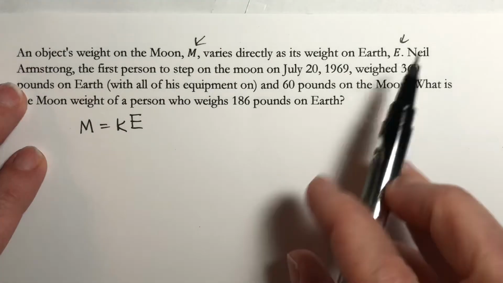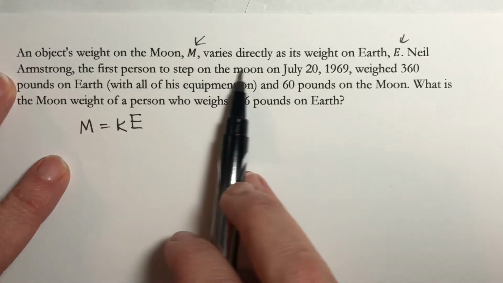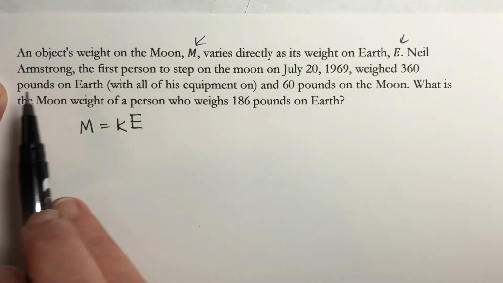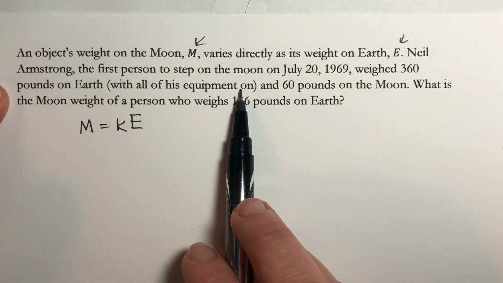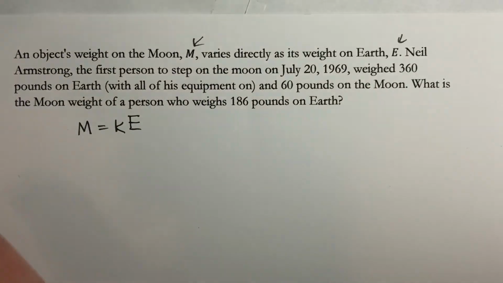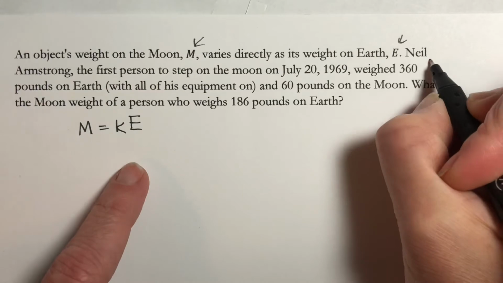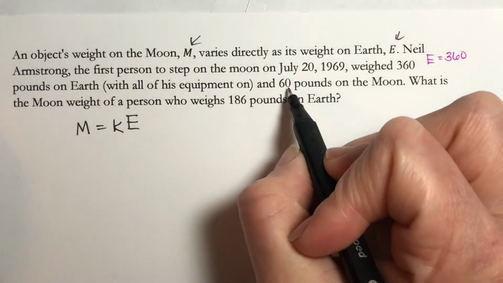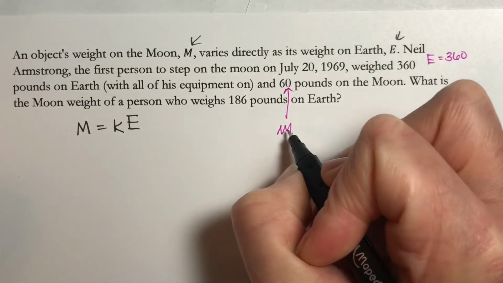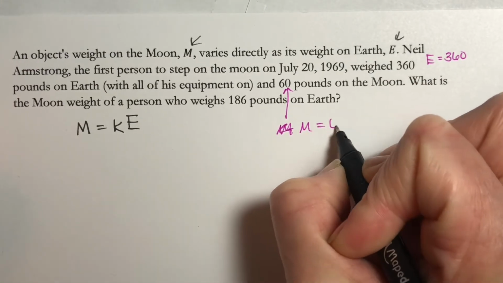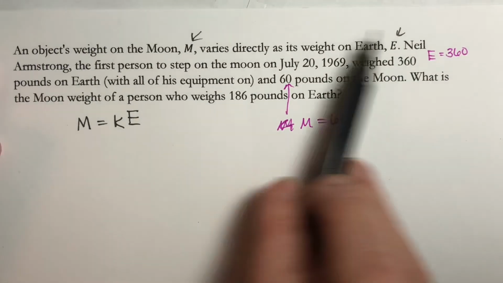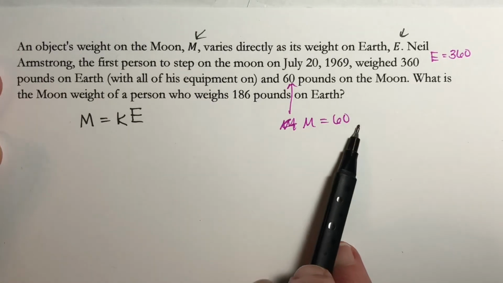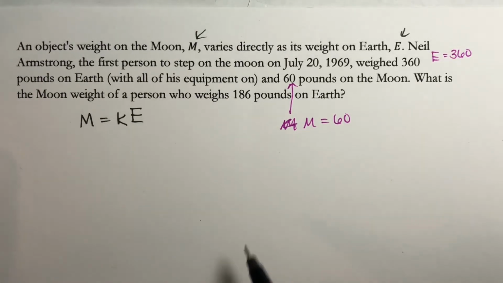Okay? Neil Armstrong, the first person to step on the moon on July 20th, 1969, weighed 360 pounds on Earth with all of his equipment on. So from this first one, what this is saying is our E value is 360. And then right here, his M value, that's not an M, is 60. So for this first relationship from the second sentence here, our E value is 360 when our M value is 60. So let's put this information in.